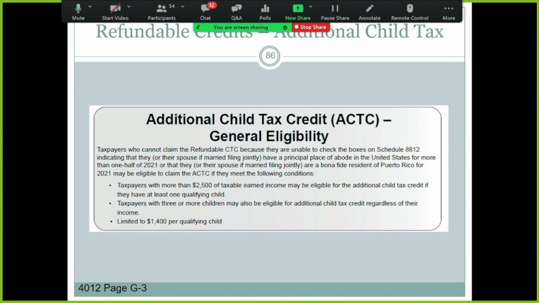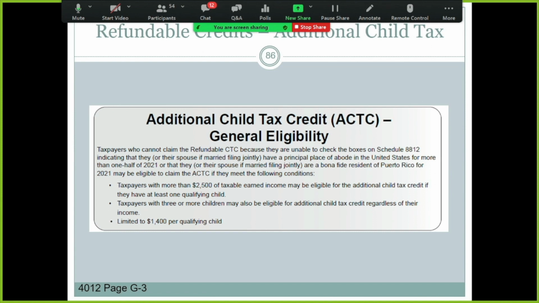They were unable to check the box on the Schedule 8812 indicating that they, or their spouse if married filing jointly, have a principal place of abode in the U.S. for more than half the year, or that they are a bona fide resident of Puerto Rico, so we don't have to worry about that. They may be eligible to claim the additional child tax credit if they meet the following conditions.